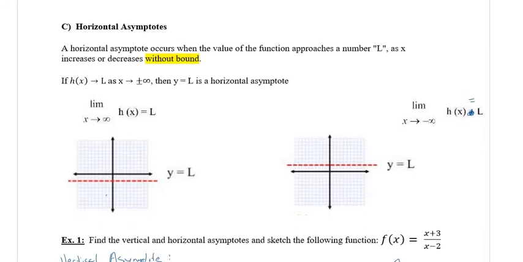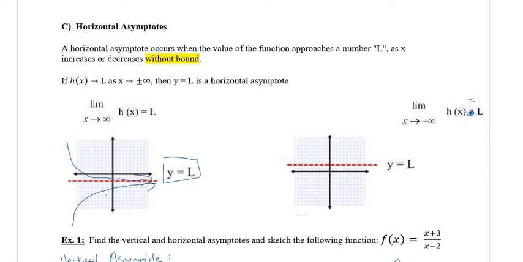Let's talk about horizontal asymptotes. With horizontal asymptotes, if f of x approaches L as x approaches positive or negative infinity, then y equals L is a horizontal asymptote. So your asymptote is going to fall along that line, y equals L. Let's say this is where x is approaching positive infinity. So we're going all the way to the right of the graph, all the way to infinity. It's approaching that line y equals L.